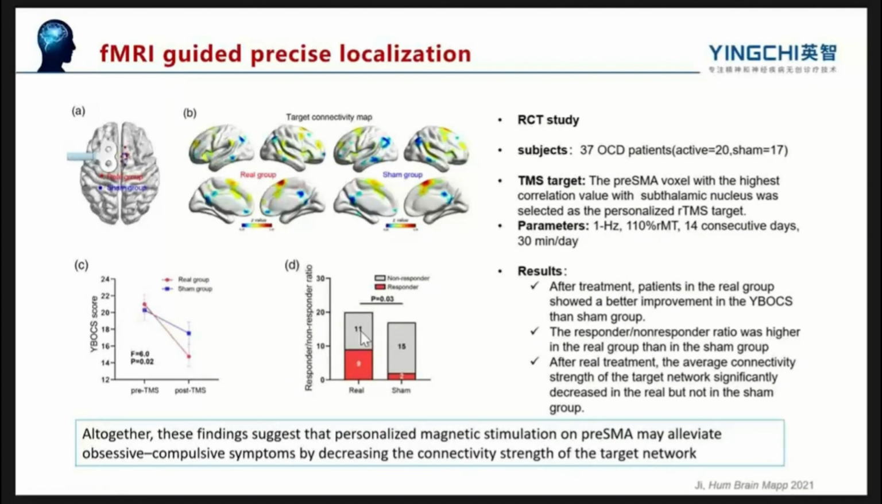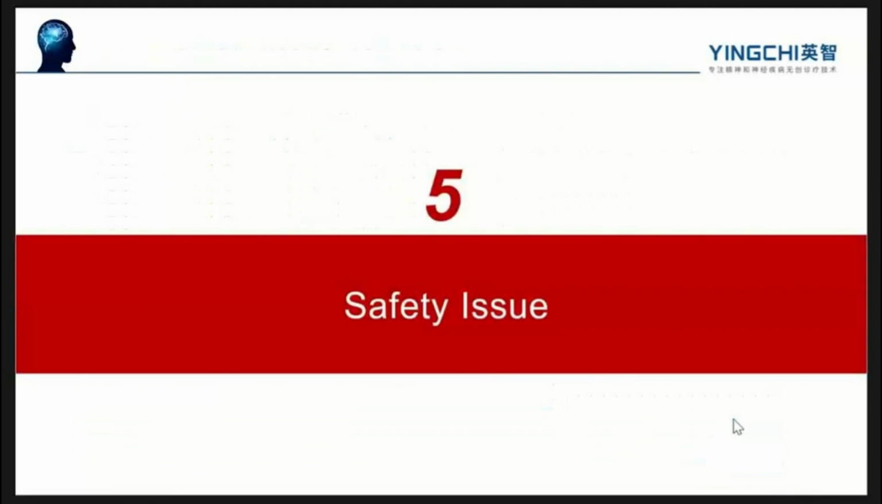So in the traditional studies, a 35% reduction is also called a full response. But in the previous studies, the full response rate is about 38%. In this research, the full response rate can achieve nearly 50%. So that means if we use fMRI-guided individual precise localization, we may get better treatment efficacy in our clinical treatment. That is some practice that we use to improve efficacy.